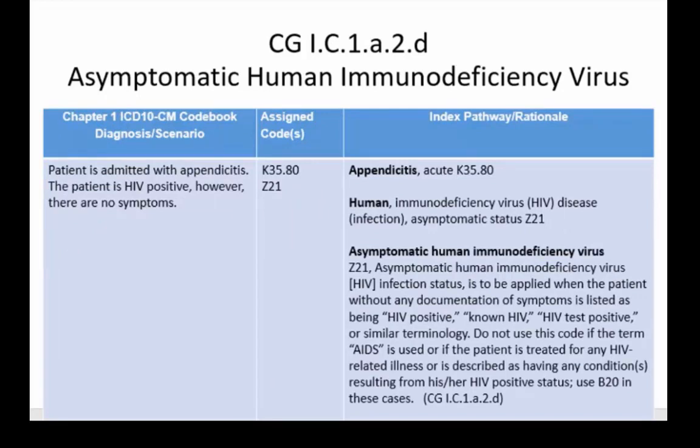An asymptomatic person, like this person is admitted with appendicitis, is HIV positive but no symptoms, you're going to use the Z21 code for the asymptomatic HIV. If the physician had used the term the patient has AIDS, as you can see from the guideline, you would have to use B20. Or if the patient has had any history ever of having had an HIV-related condition, then you're going to always use B20. You're never going to use Z21.